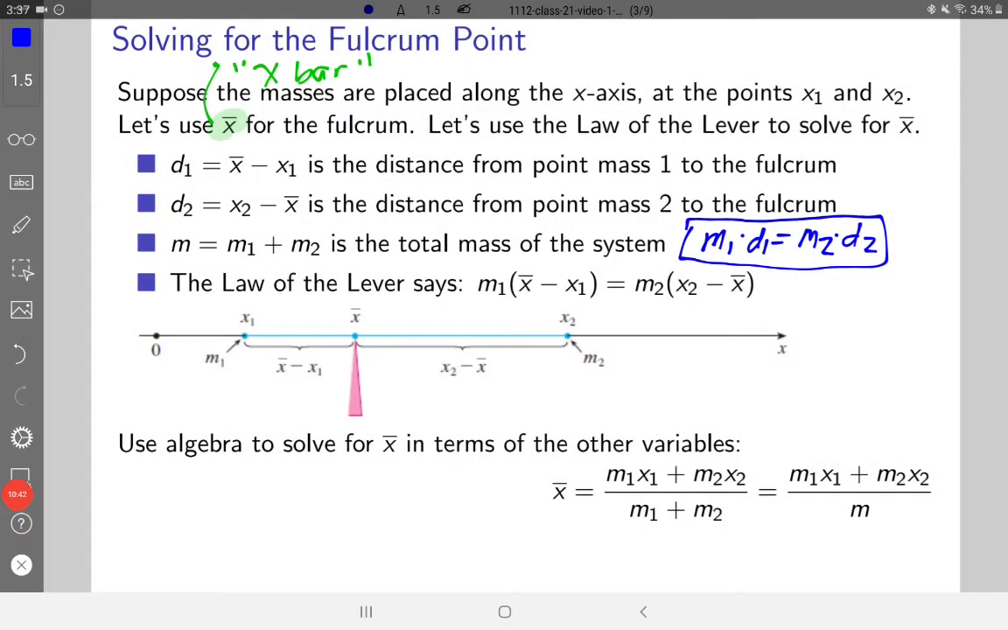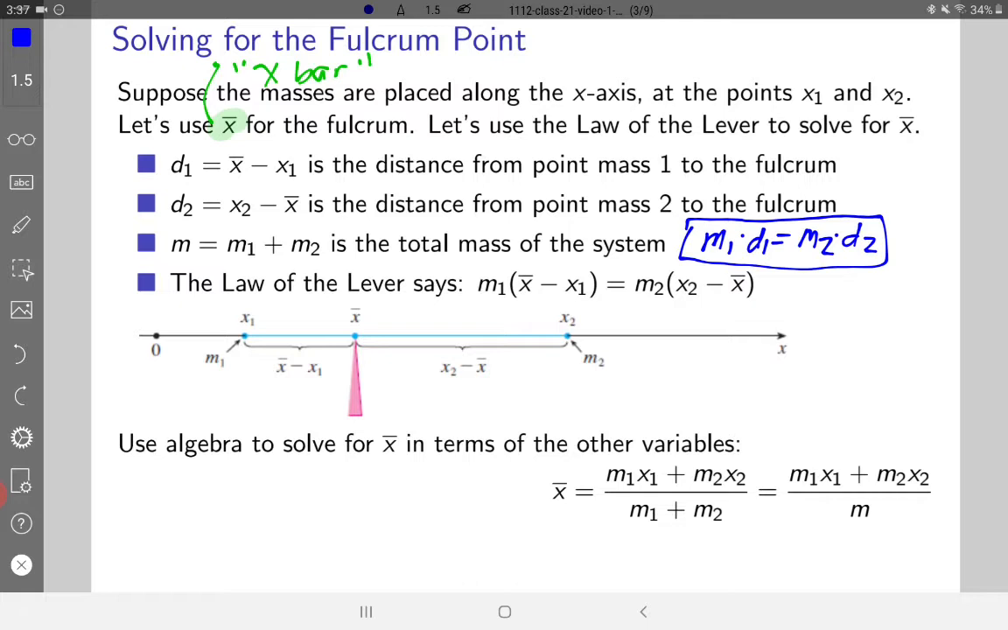Now the law of the lever says the product of the first point's mass times its distance from the fulcrum is equal to the second point's mass times its distance from the fulcrum. And here I've just written that out using what we've declared to be d1 and d2 based on the coordinate system that we've set up here along the x-axis.